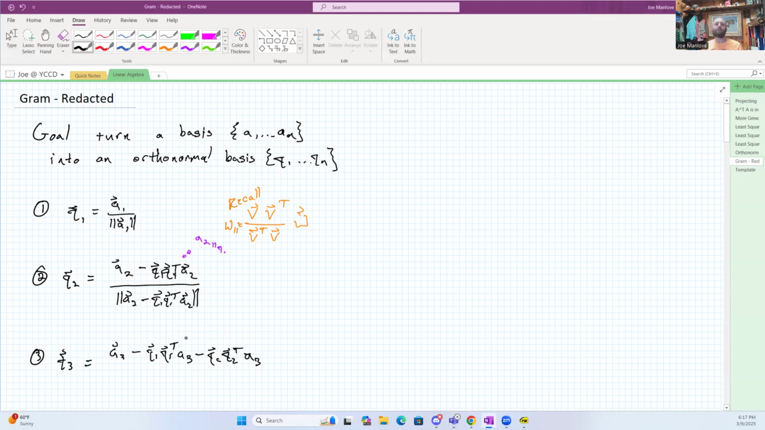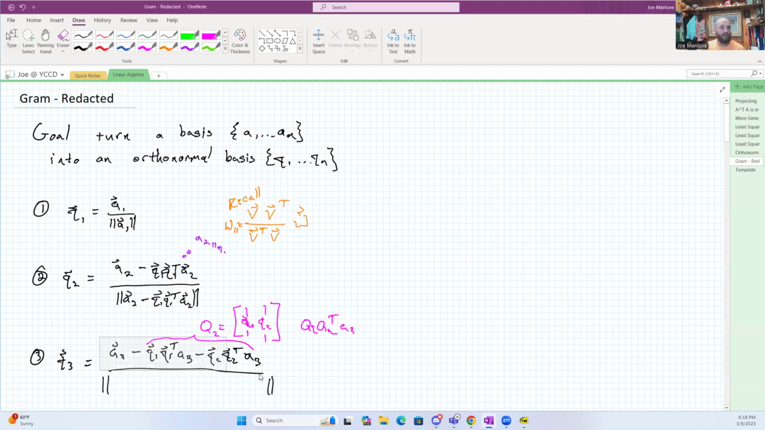You could also form up a matrix Q here, and remember that orthonormal matrix Q is going to be easy to project onto. Alternatively, we could make this a matrix Q2 that has Q1 in the first column and Q2 in the second column, and then subtract off Q2 transpose times A3. Either formulation will work; it doesn't matter which one you do. Then we just need to divide by the magnitude of that whole thing.